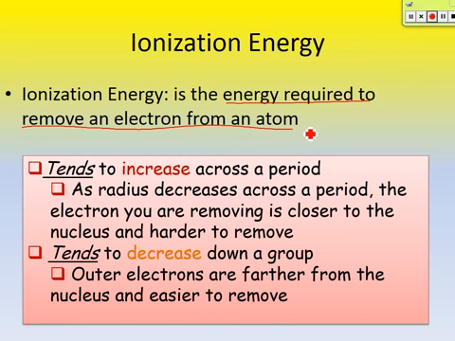We haven't talked about this yet, but you can remove electrons from atoms. You can pull them away. And so there's a certain energy required to do that, and it's called the ionization energy. Here's the trend. You're supposed to write it down. It tends to increase across the period, so as you go from left to right, it gets bigger. And it tends to decrease down a group. So as you move down, it decreases.